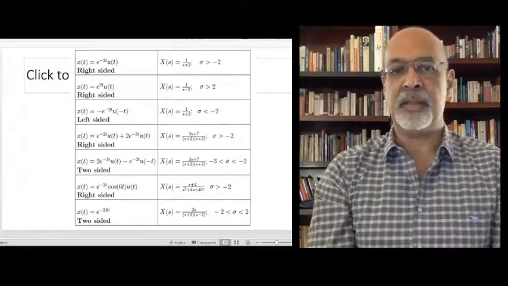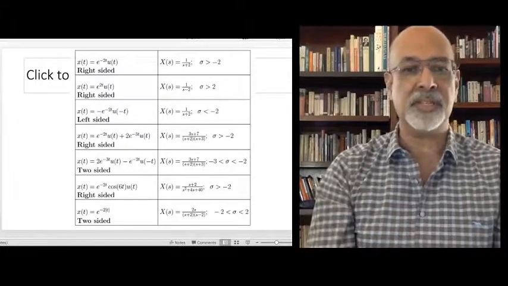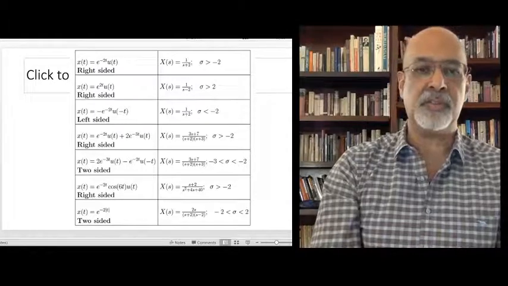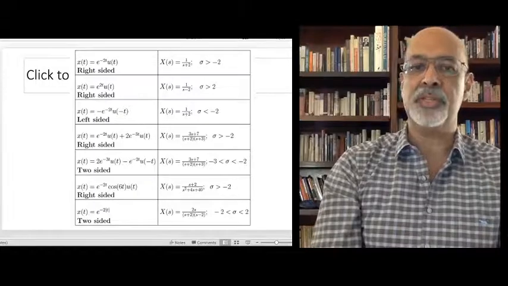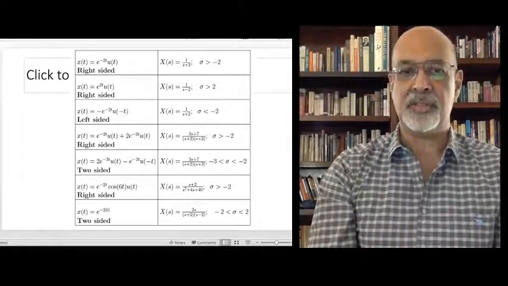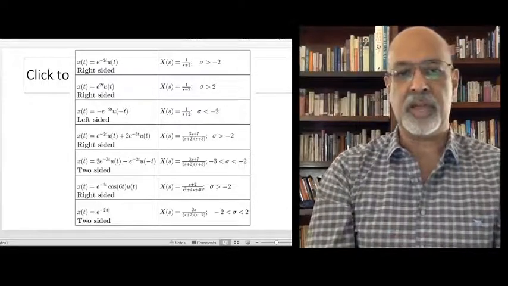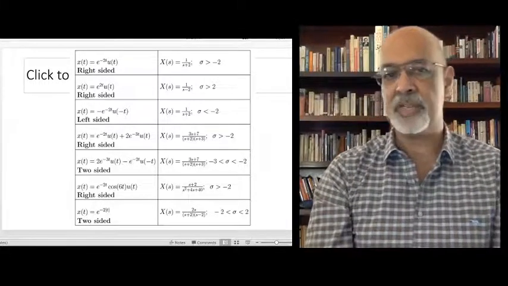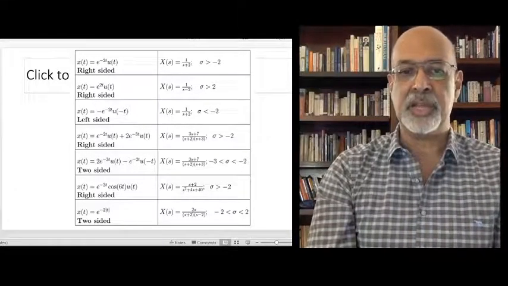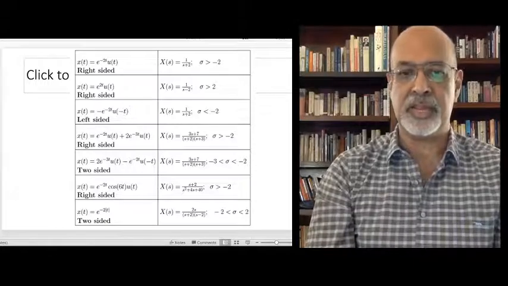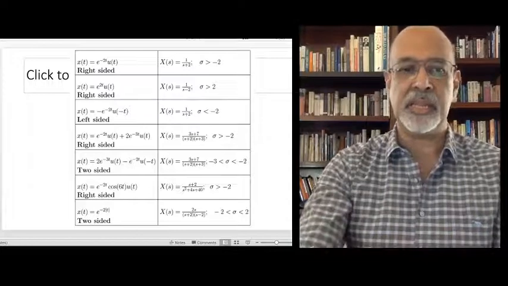And then the third from the bottom is a two-sided function. We have e to the minus 3t u of t, which is non-zero for t greater than 0, and then we have e to the minus t u of minus t, which is non-zero for t less than 0. And so that's a two-sided function. It has values both for t greater than 0 and for t less than 0. And that's the same thing for the last one, which was e to the minus 2 times absolute value of t. That also has values both for t greater than 0 and t less than 0.